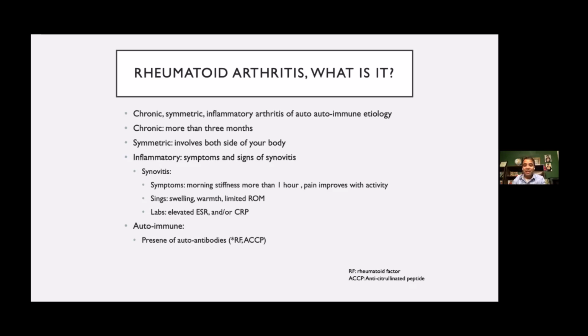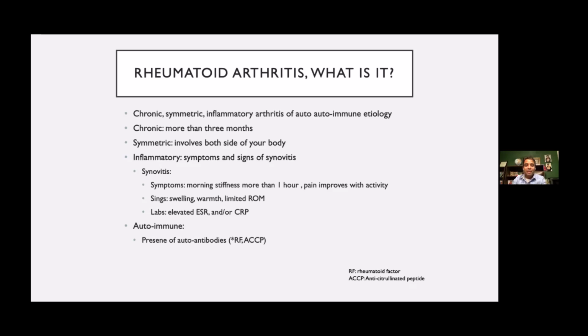Now, it has to be inflammatory. The way we describe inflammation, when you examine the joints of a patient, is synovitis. Some of the key features of synovitis include, when you ask the patient, they will describe significant morning stiffness. Typically, the stiffness lasts for more than an hour, and usually pain improves with activity. If we think of non-inflammatory arthritis like osteoarthritis, patients do complain of stiffness in the morning, but typically it doesn't last long, usually less than 30 minutes. As compared to rheumatoid arthritis, they typically describe multiple hours of morning stiffness.